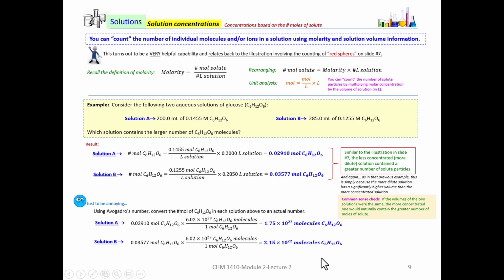It's glucose. So we can see the number of molecules of glucose, even the actual count here, is greater in solution B. Let's look at some more applications of molarities on the next slide.